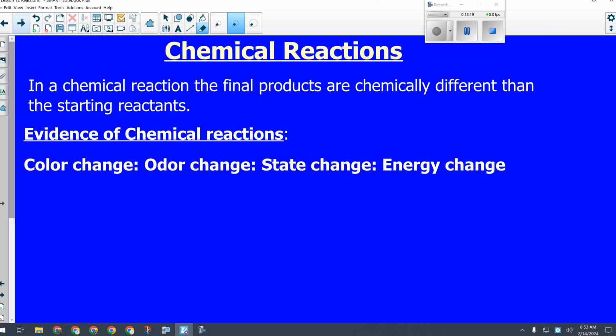All right. So, evidence of chemical reaction: color change, odor change, state change, energy change. That would mean it gets hotter or colder. And we get things that are chemically different than our starting reactants, and thus we see those changes, because we're producing something that is new. Questions so far?